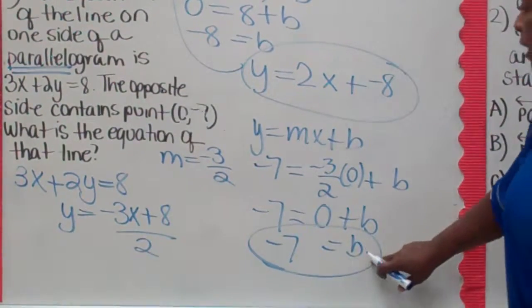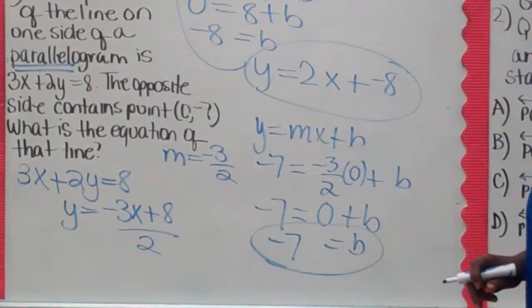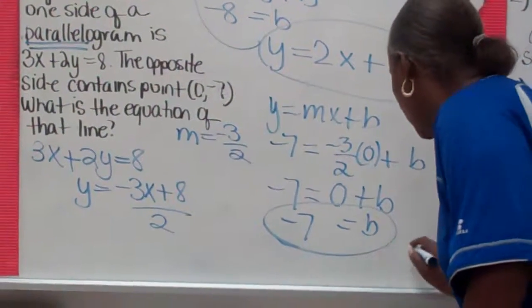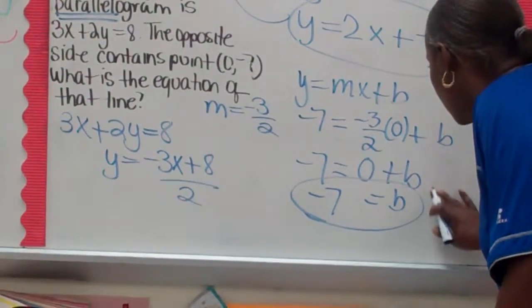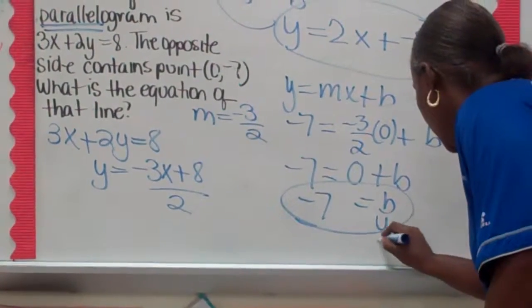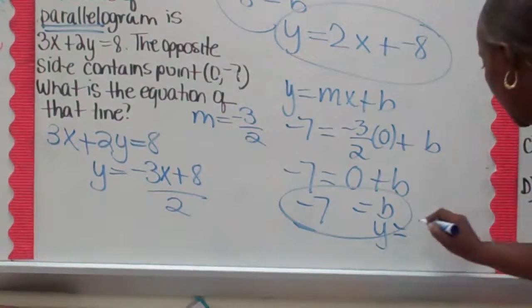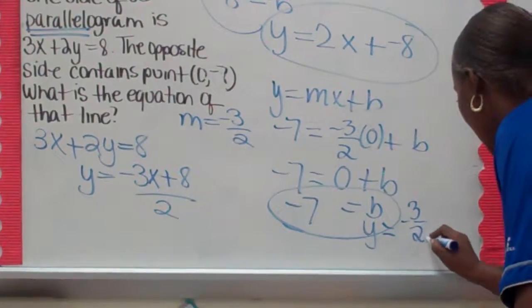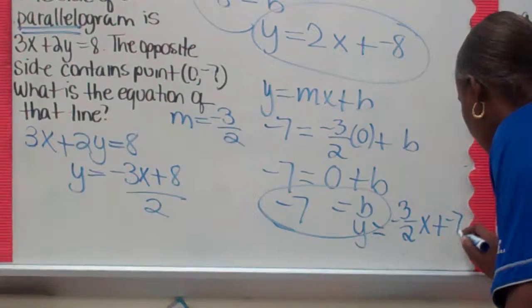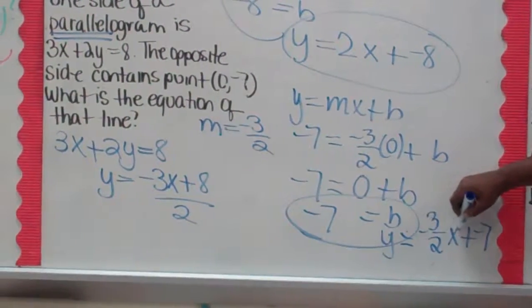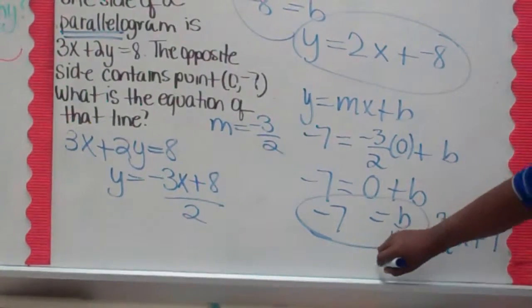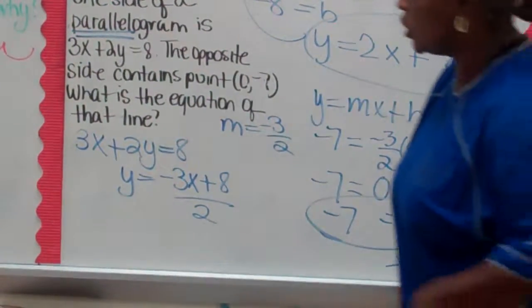All right, so I have b. I can write the equation of my line now. The final answer: y equals -3/2x plus -7. That's the equation of the line that I was looking for.